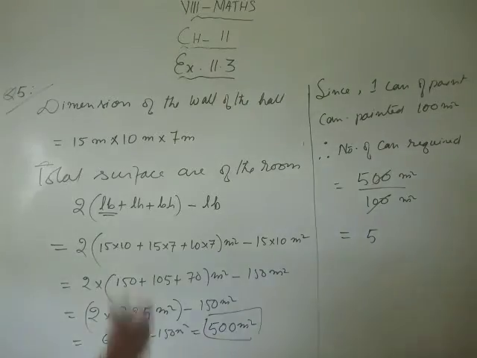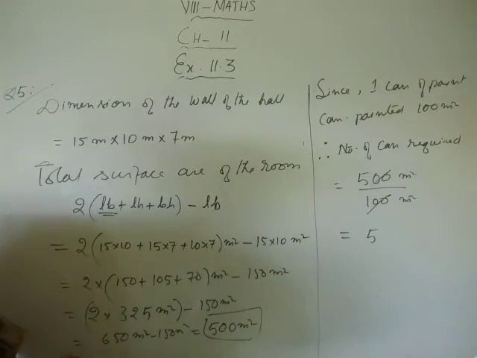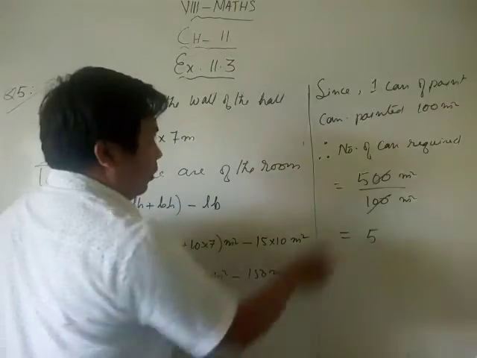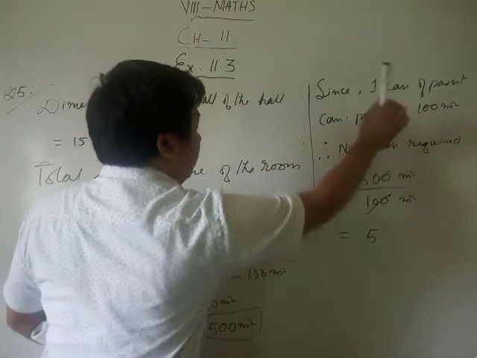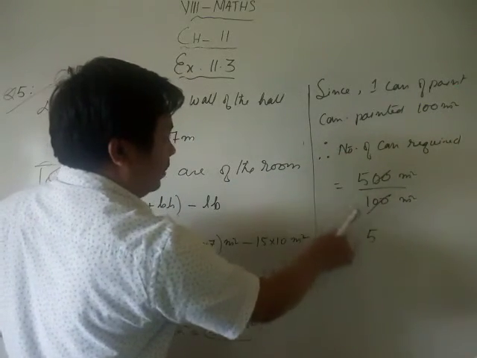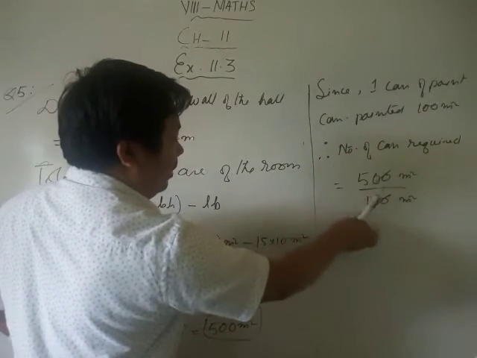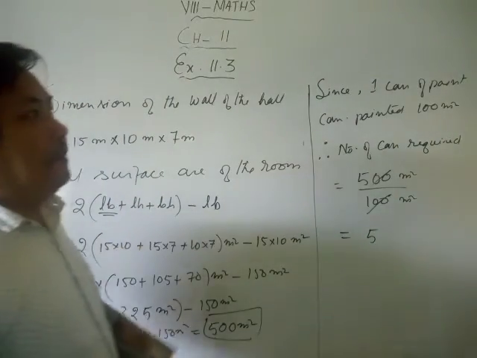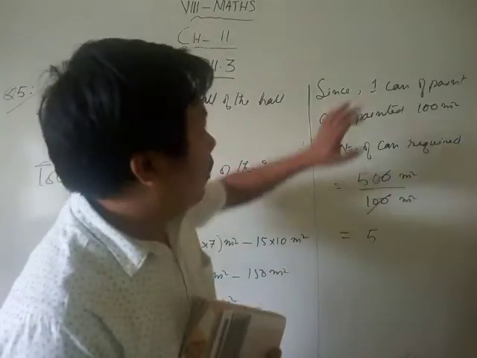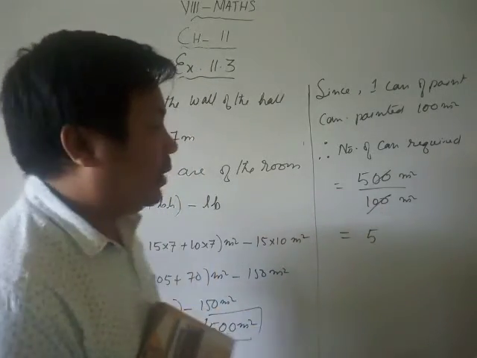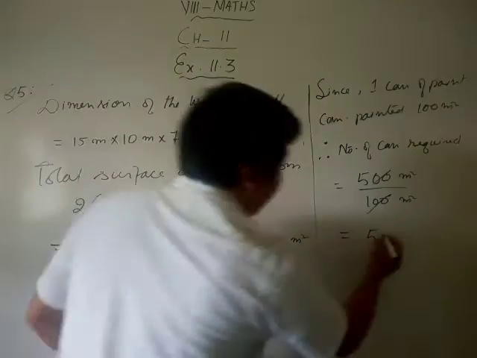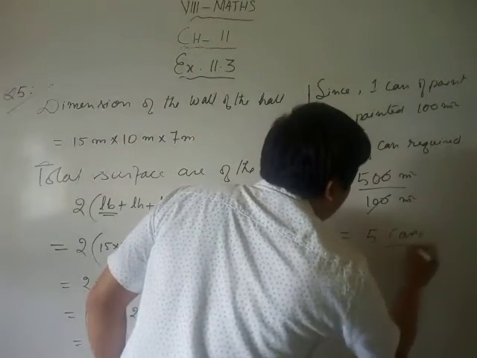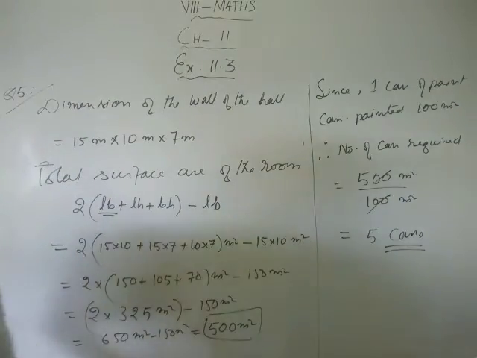So please note down, my dear student. Now we have the total area to be painted and one can covers 100 meters square. So the number of cans required will be the total area divided by the area painted by one can. That is 100. So 5 cans are required. Let's go to the next question.